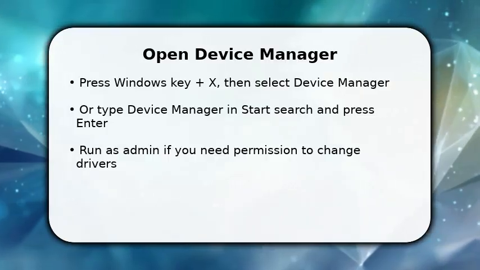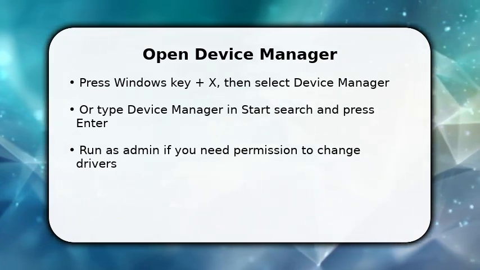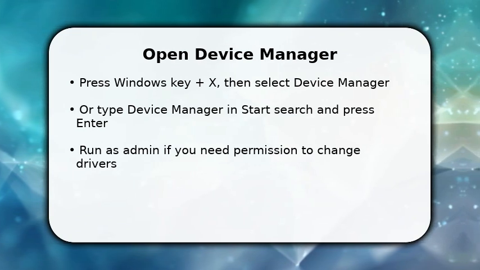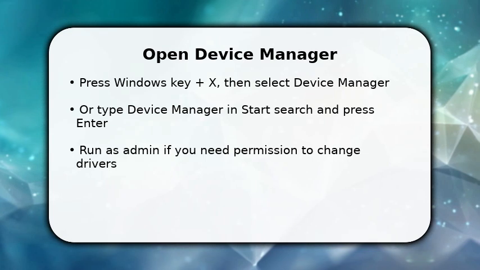You start by opening Device Manager. Press the Windows key plus X and choose Device Manager, or type Device Manager in Start and hit Enter. Once done, scan the main device list so you can find categories quickly.